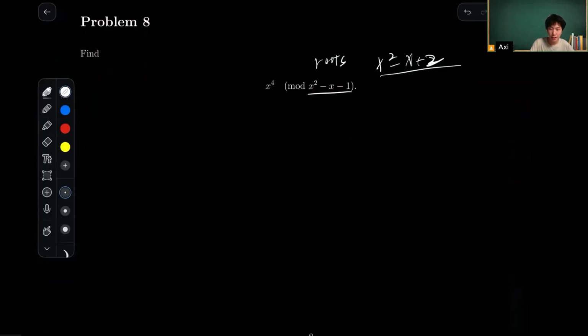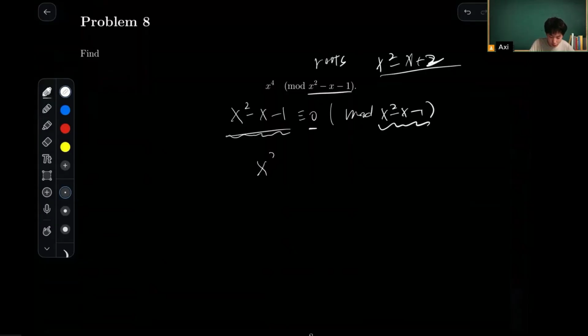This time, let's set up a modular equation. What does that mean? Imagine this function. This function divided by x squared minus x minus 1 is evidently 0. So let's write it like this. What this means is the function over here divided by the function in the parentheses gives a remainder of 0. Then we can move it to this side so that x squared gives a remainder of x plus 1. Still mod that same old function.